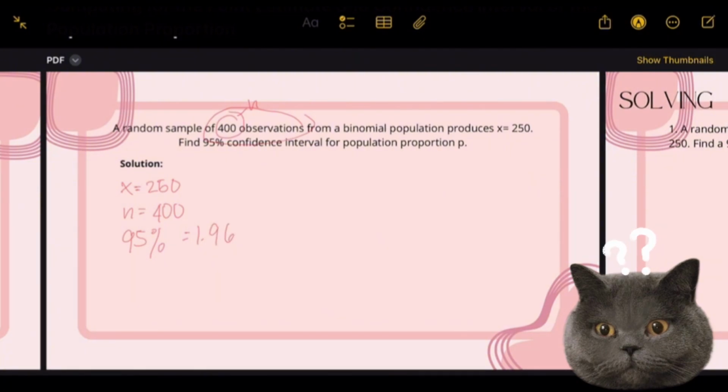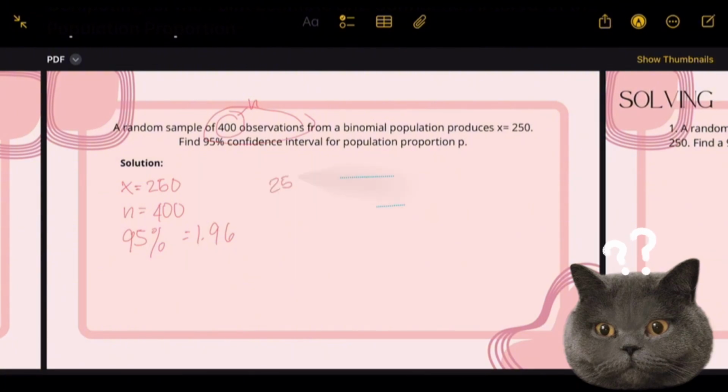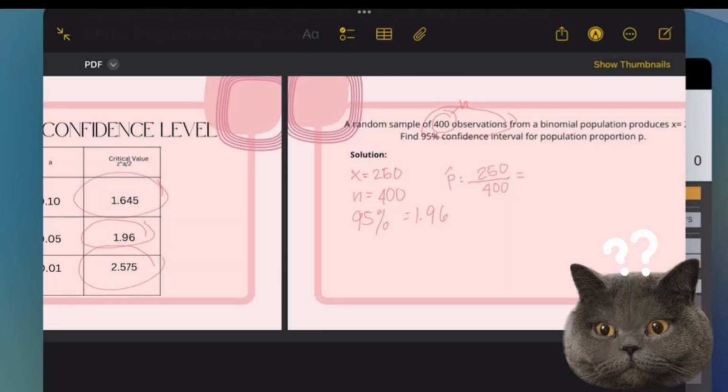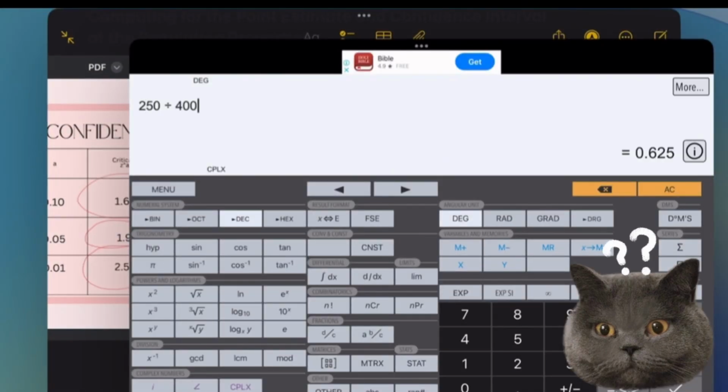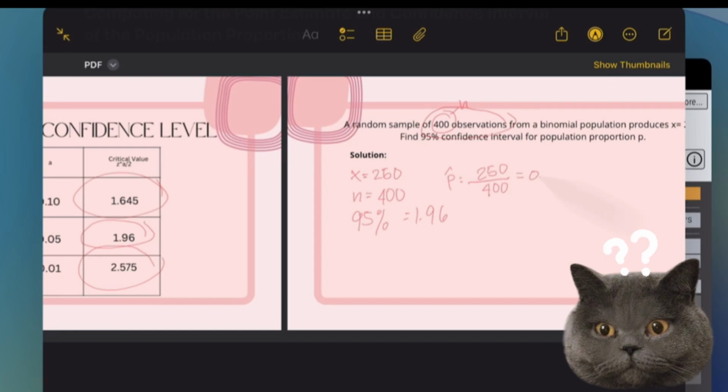So, ang pinakauna dito is hanapin natin si p hat. So, paano yon? Ang gagawin natin is i-divide natin si x tapos si n. So, our x is 250. 250 divided by 400. That is 0.625.